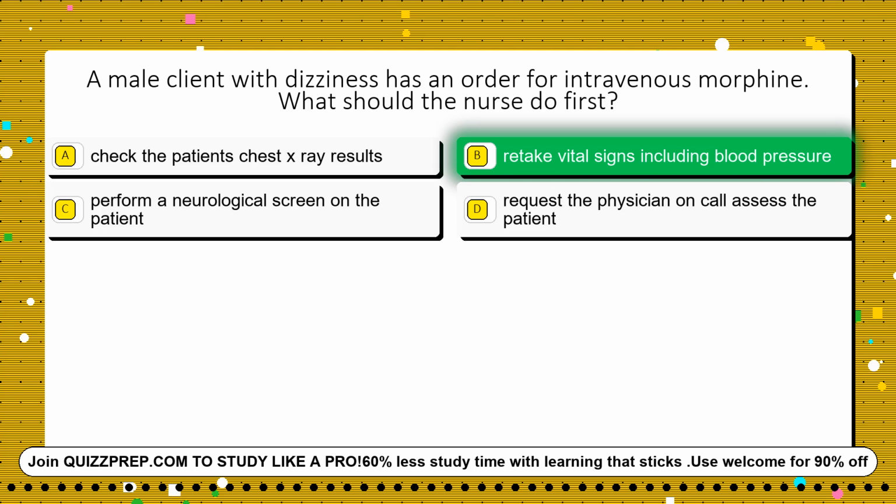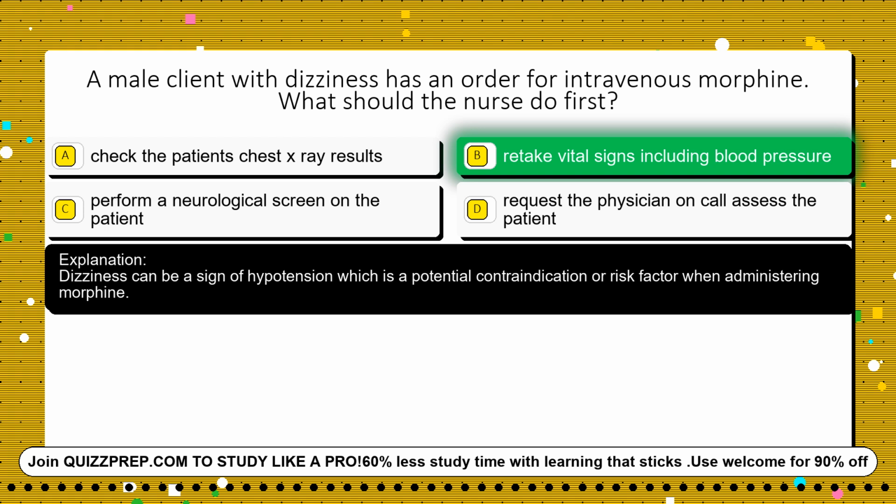The correct answer is option B. Retake vital signs including blood pressure. Dizziness can be a sign of hypotension, which is a potential contraindication or risk factor when administering morphine.